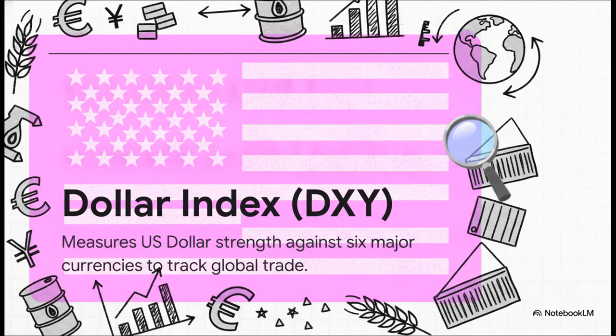Now, because all these different countries need to trade with each other, they need a common language, right? And since the post-World War II era, that language has been the US dollar. It's the internationally preferred reserve currency. Almost all major commodities, from crude oil to agriculture, are priced in dollars. So to track this, analysts use the dollar index, or DXY, which measures the US dollar against 6 other major currencies. It is an absolutely crucial barometer for global trade.